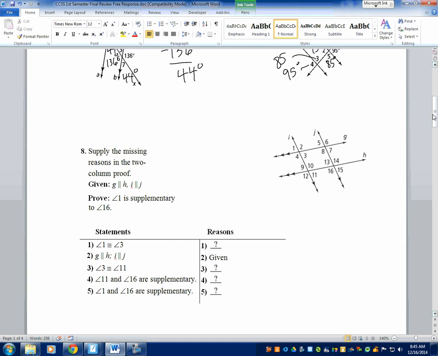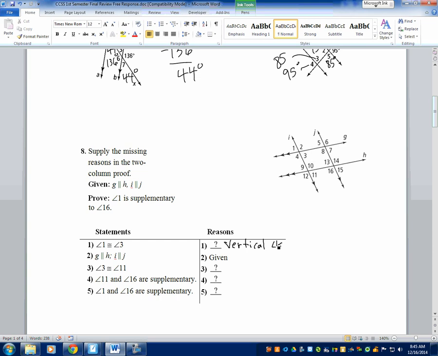This is one that's not starting with a given statement, right? What kind of angles are 1 and 3? Vertical. So it's the vertical angles theorem. Then we have our given statement: G is parallel to H, and I is parallel to J.